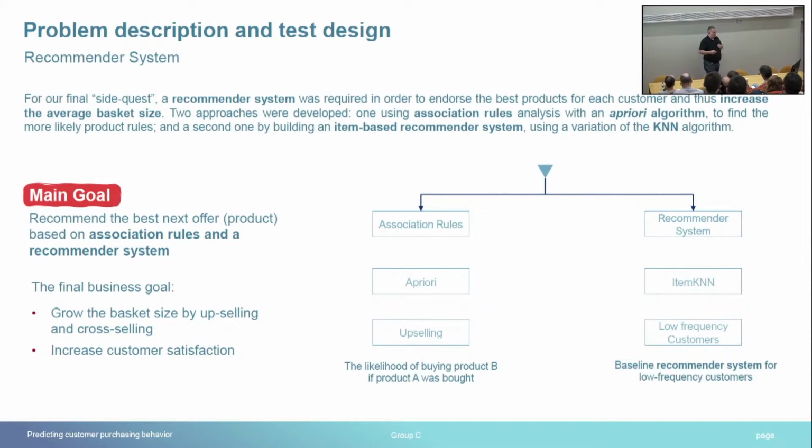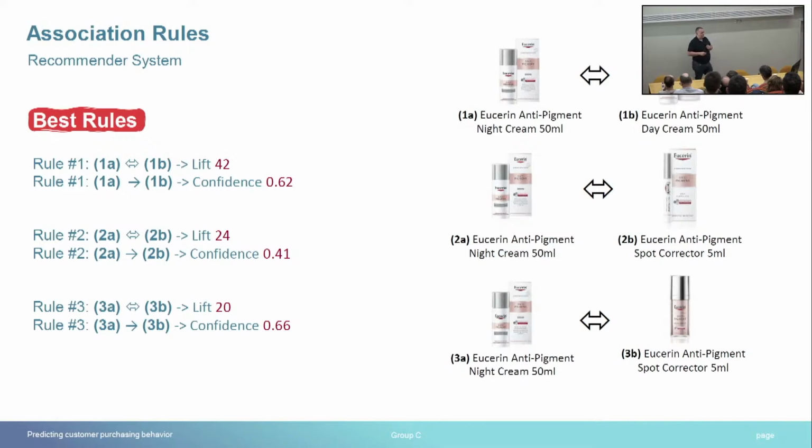We also created some association rules, so to tell the customer, if he bought a shampoo, why not buy a soap? These were our results, and when the client goes to the website and chooses some product, it shows another product that makes sense for them to have.